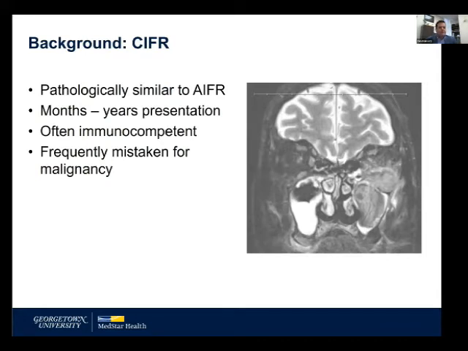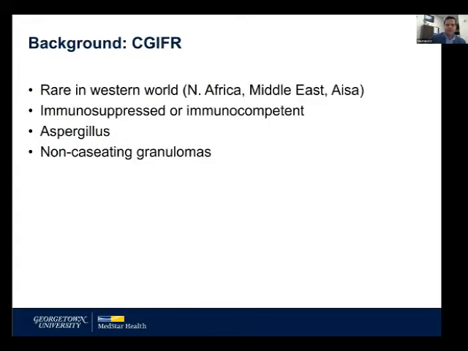Chronic invasive pathologically appears very similar to acute invasive, but it's over a much longer spectrum, typically months to years. These are typically immunocompetent individuals, and it's most commonly mistaken for malignancy, given that kind of onset timing. It takes a keen eye to pick this up and intervene, but you'll find it on biopsy, as they're typically going to get something when this initially gets discovered.